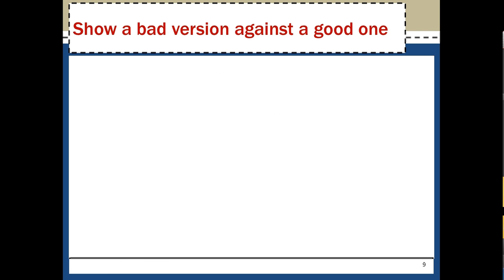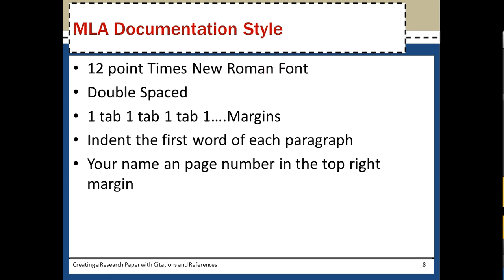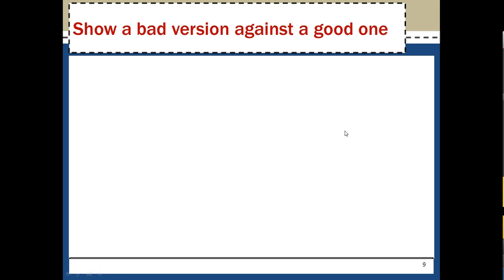Here's the style that we're going to do. You can look at this. Everything is 12-point font Times New Roman, double spaced, 1-inch margins all around. You indent the first word of each paragraph, and your name and page number appear at the top right in the margin. That's the style. Let's keep going.